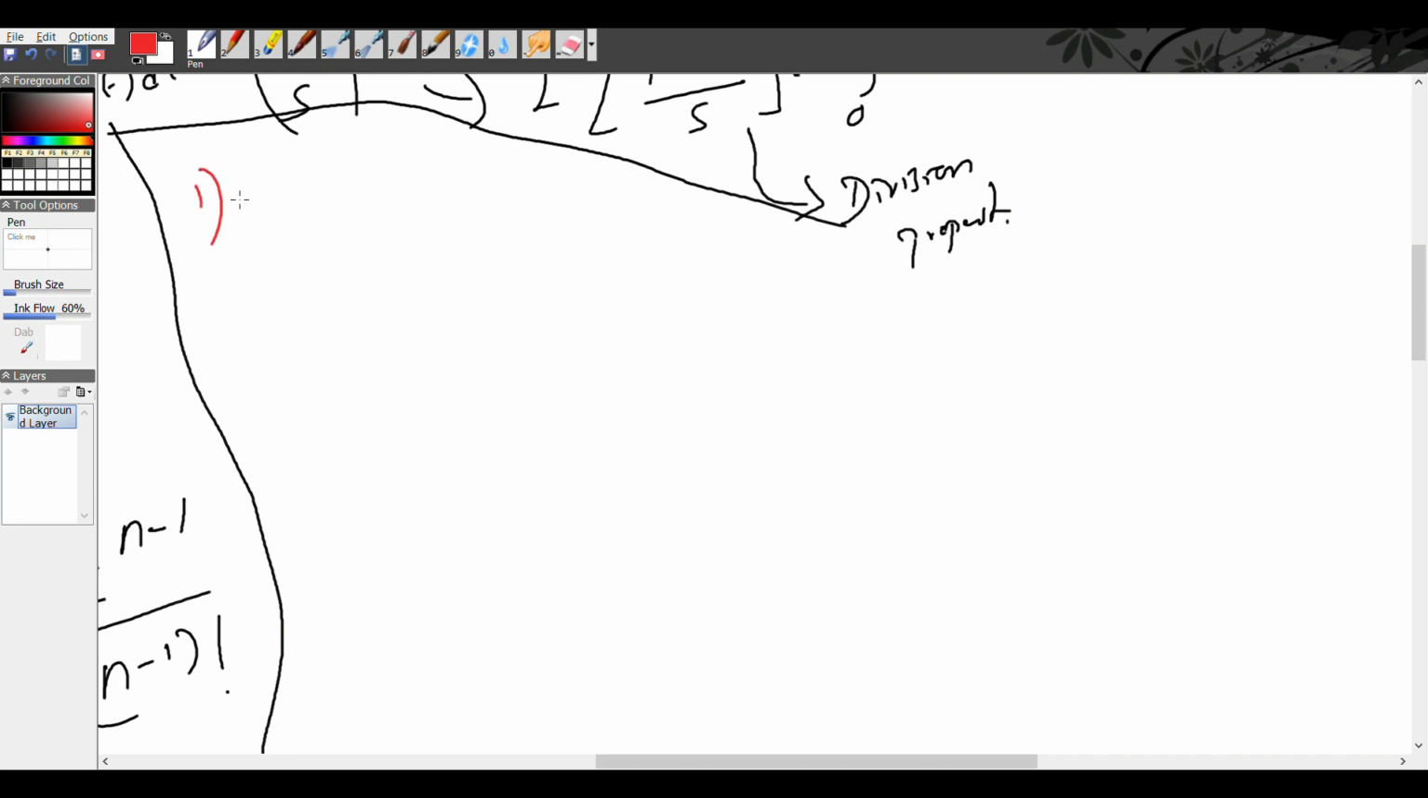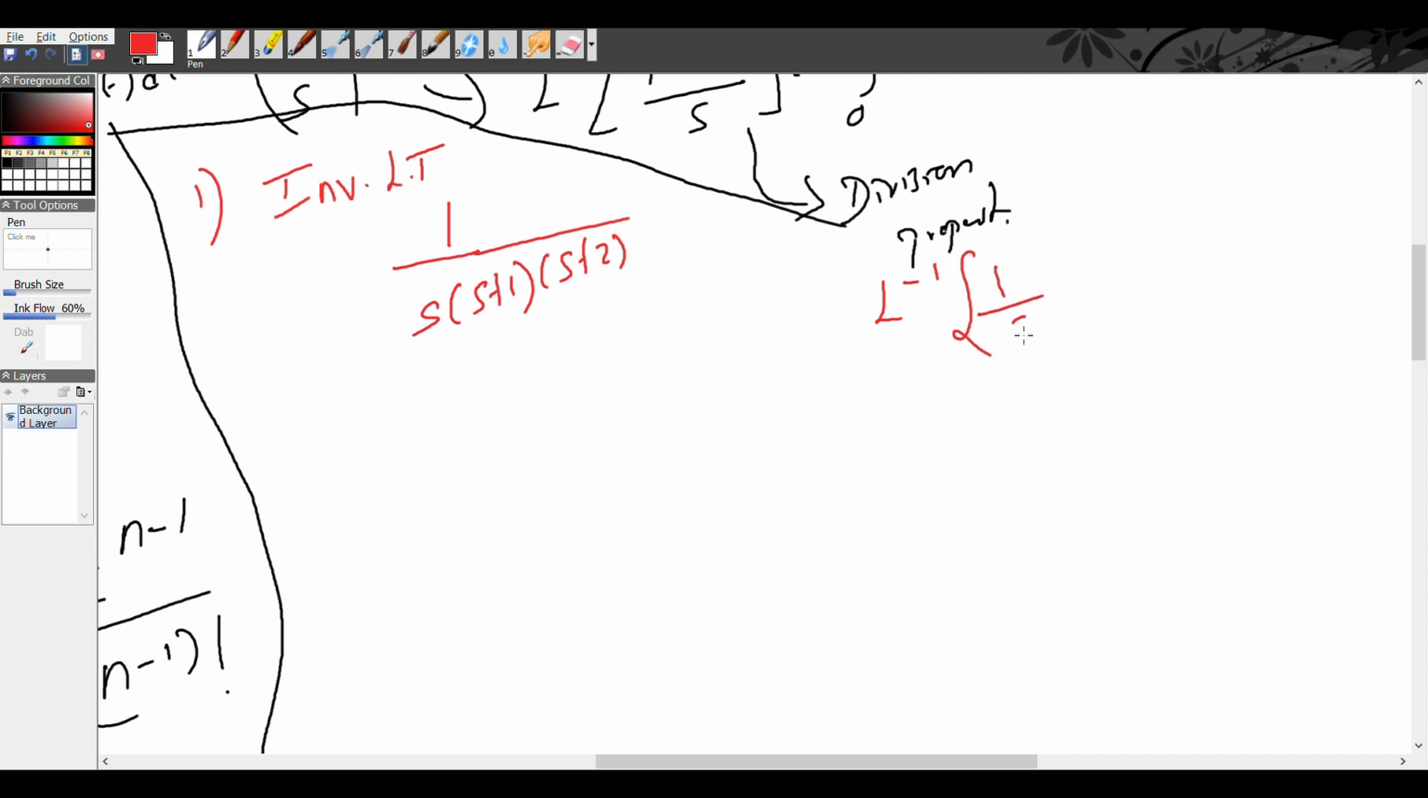Okay, the first important problem. Find inverse Laplace transform for 1 by s into s plus 1 into s plus 2. Look, if the question asked to find the L inverse of 1 by s plus 1, we can directly write e power minus t, because these are all standard pairs, so we can easily write it directly.